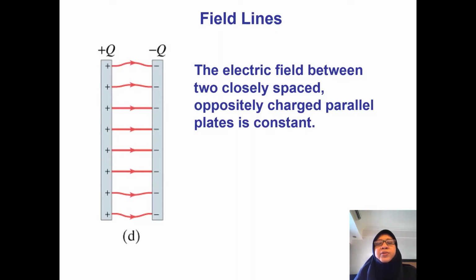The electric field between two closely spaced oppositely charged parallel plates is constant. That's why you must draw all these lines equally spaced with each other. And the direction is from the positive plate to the negative plate.